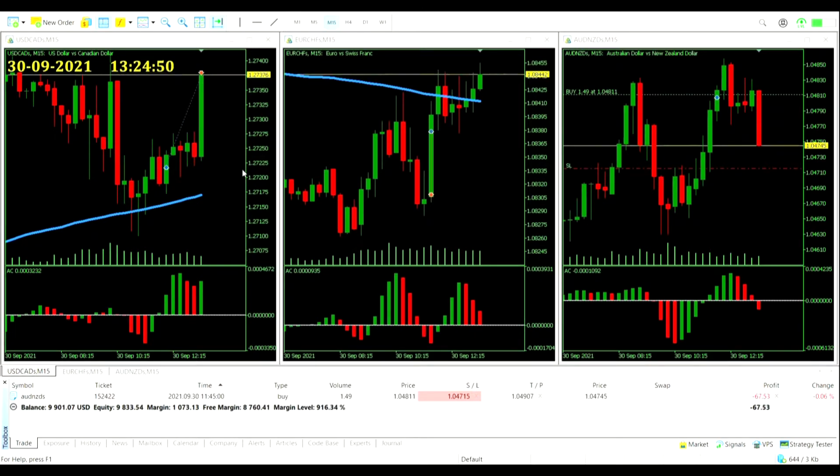But similarly, as we look into the mirror over on the other side for the Australian dollar, New Zealand dollar, that is coming down the other way and looking ever more likely to hit our stop loss.